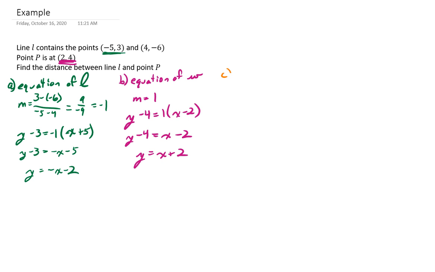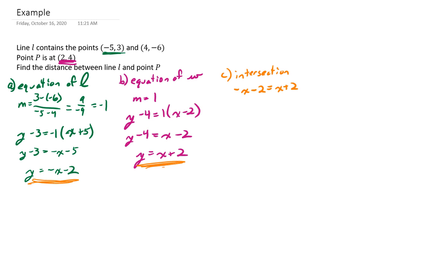So now, my third step, I want to find the intersection of these two lines. So it's a system of equations. I want to know what x and y are, and I have two equations. Here's L, here's W. Because I've already gotten y by itself, I just set these two equations equal to each other. If you did not get y by itself in the first two steps, you need to do it before you set the equations equal to each other.